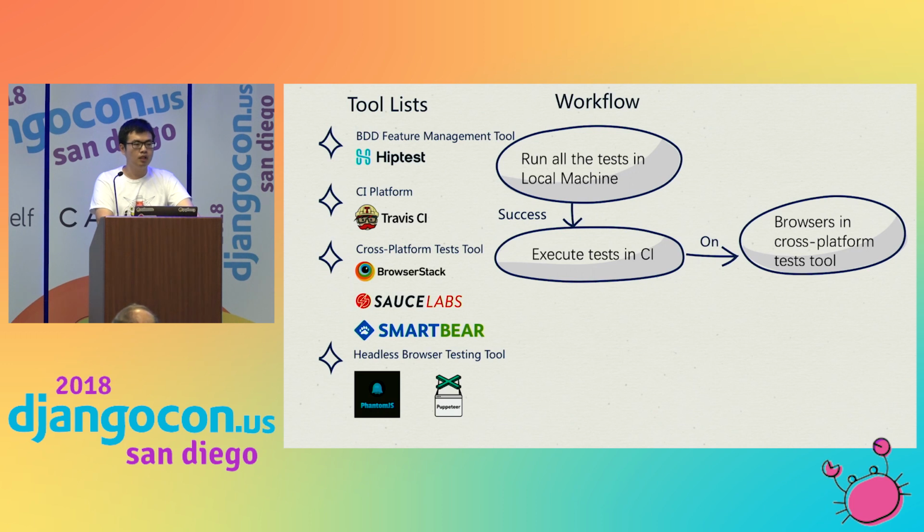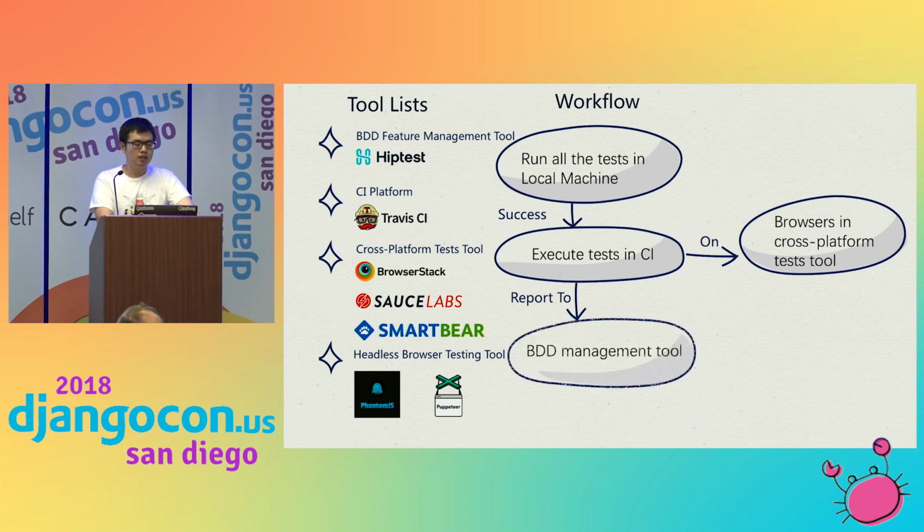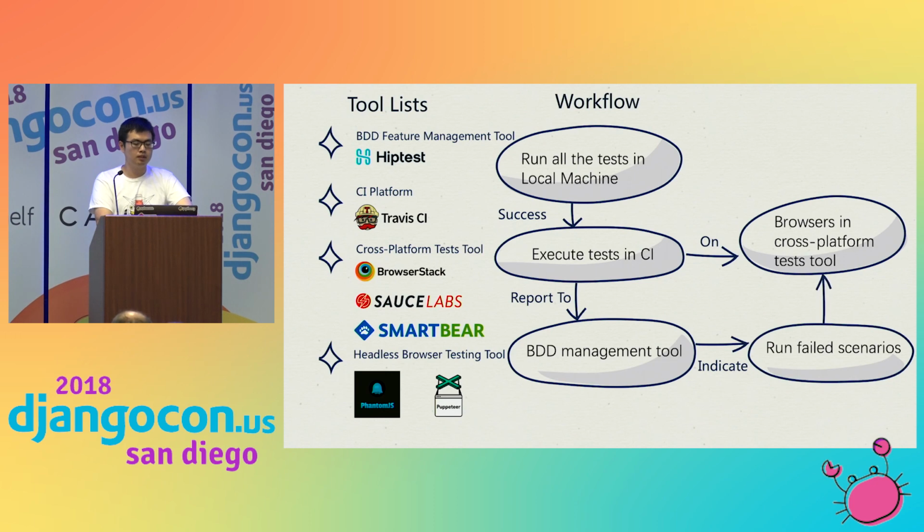And after running all of them, we're going to have our reports ready on our management tool. Once we see our management tool reports, we're going to check out which scenarios have failed. If any failed, we're going to debug those tests in the corresponding platforms. And then you do the same thing again, re-push it to GitHub, and close the loop.